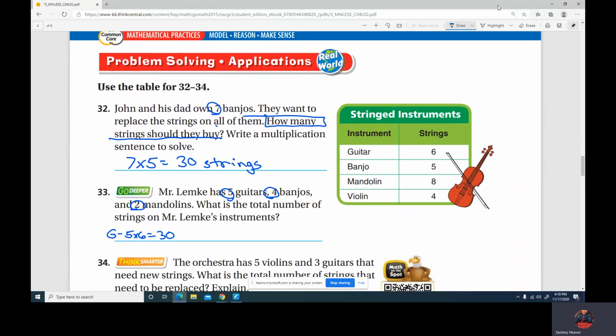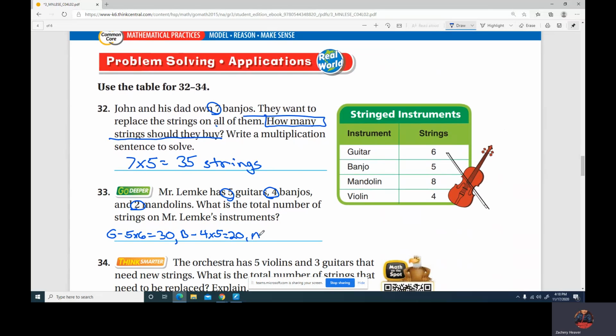Oh, I'm sorry. This isn't 35. I don't know what I was thinking. All right. So he has 30 strings on his guitars. Banjos. He has 4 banjos. So B for banjos. He has 4 banjos, and they have 5 strings on each. What's 4 times 5? If we skip count 5 4 times, you're going to get 20.